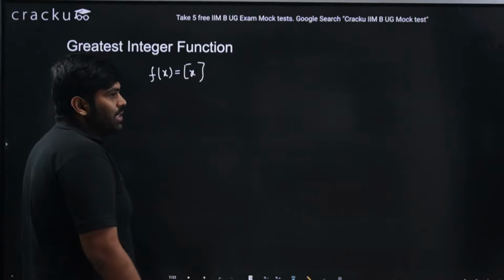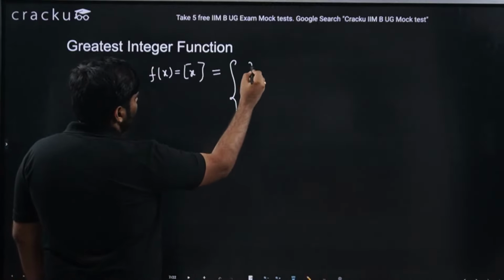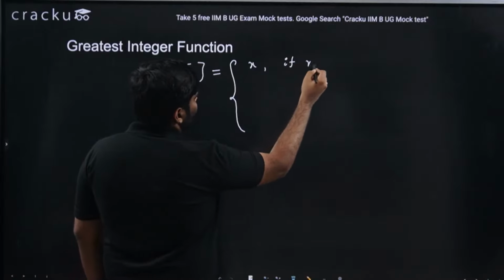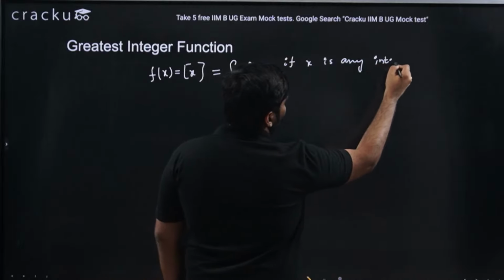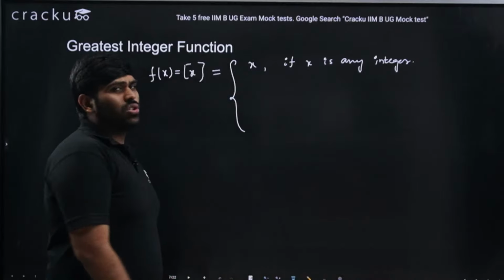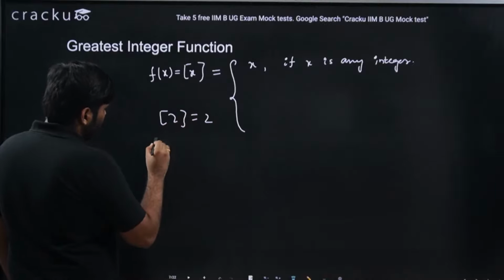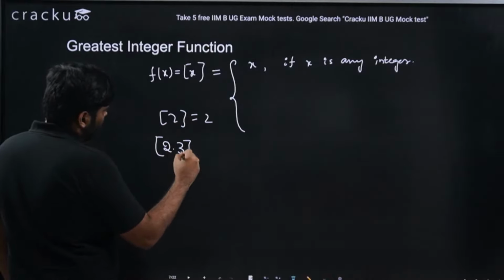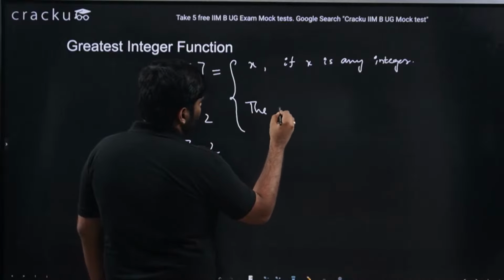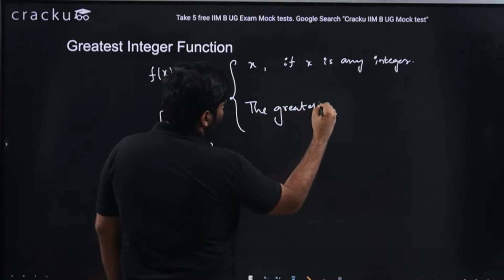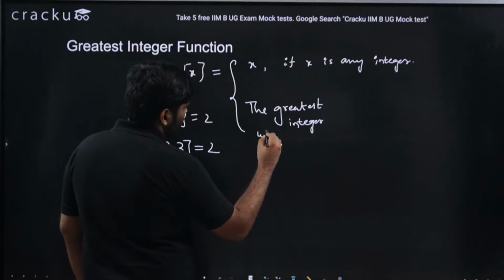So f of x equal to step x, the definition of this is that it is equal to x if x is an integer. If x is any integer, that is, you take 1, 2, 3 or 0 or -1 or -2, anything. If you take step of 2, that would be 2. But if it is not an integer, let's say 2.3, this will be equal to 2. That is the greatest integer which is less than x.